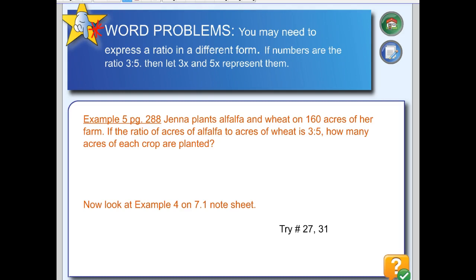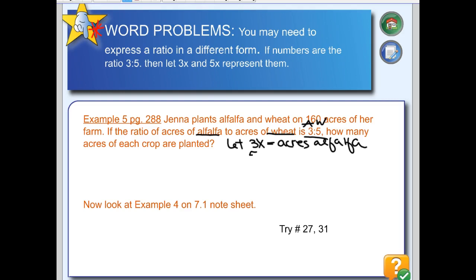how many acres of each crop are planted? Now, it's real important to keep up with the order. It's alfalfa to wheat. So that means alfalfa is the first number and wheat is the second. Now, since we're doing a story problem, the first thing we need is a let statement. Since my ratio is 3 to 5, I'm going to let 3x equal acres. And what was 3 with acres was alfalfa.